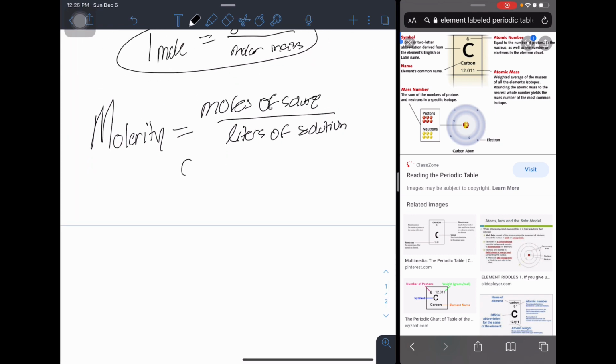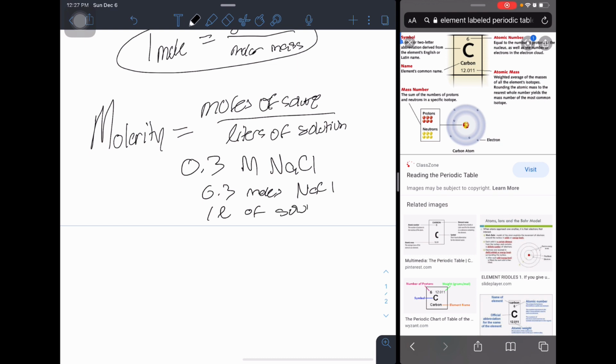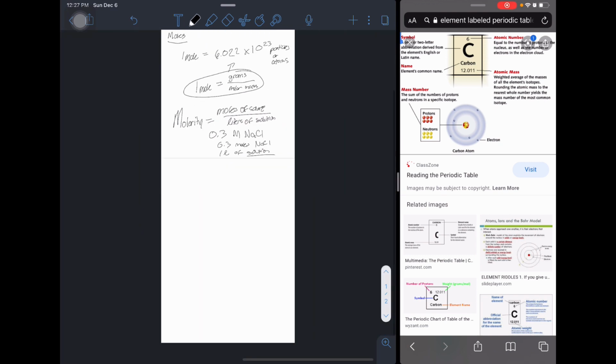For example, a 0.3 molar NaCl solution, aqueous NaCl solution, would have 0.3 moles of NaCl per 1 liter of solution. Moving on.